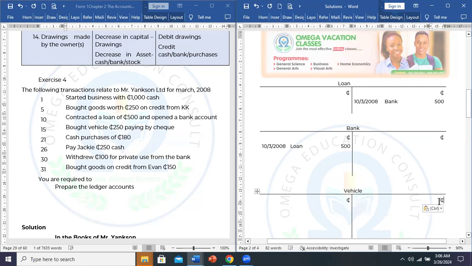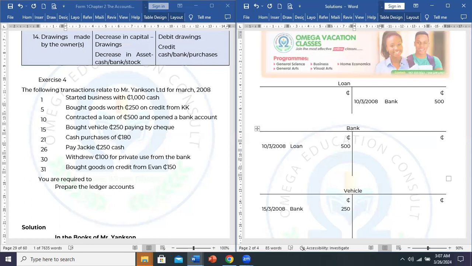Okay. Who do we debit? Who do we credit? It's very simple. If a business has bought a vehicle, it means the vehicle will increase. So asset vehicle increase, debit vehicle account. So that's on the 15th of March 2008. You debit vehicle with narration bank. Amount is 250. And you credit bank, because anytime you pay money out of your bank account, it decreases. And if asset bank decreases, we credit it.